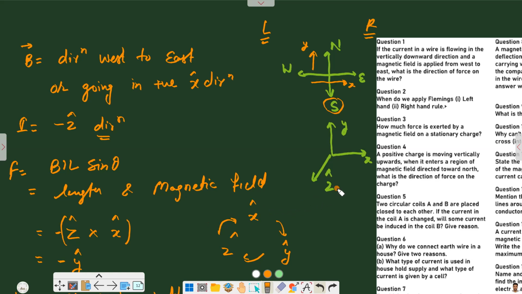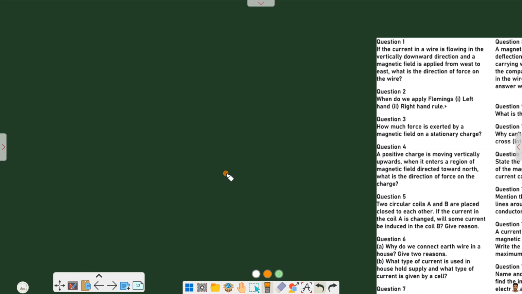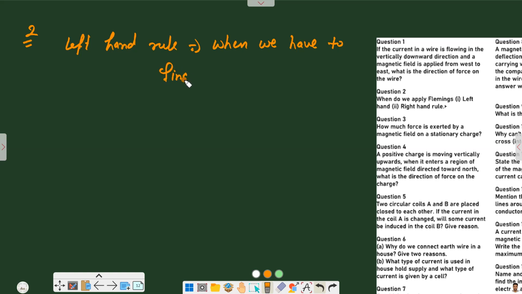Now let us solve the second question. When do we apply Fleming's left hand rule and right hand rule? We have already discussed this. The left hand rule is applicable when we have to find the direction of force acting on a current carrying conductor.